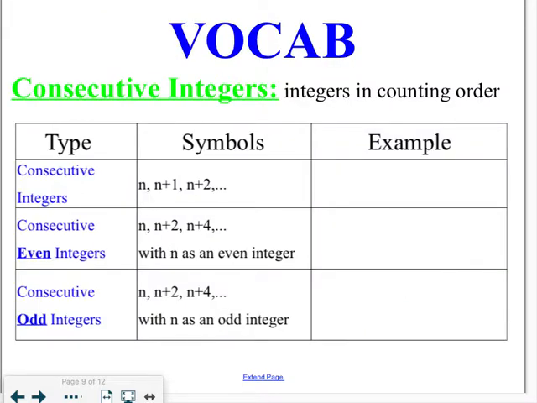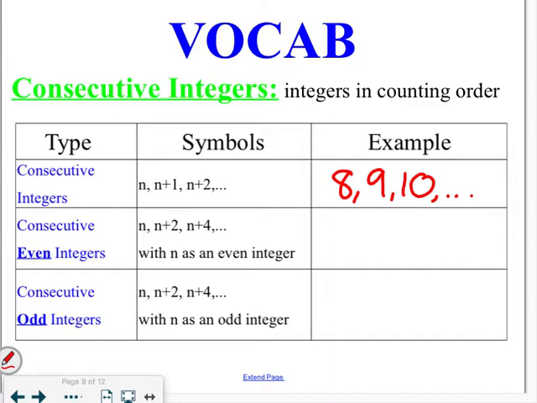The other piece of this lesson today is talking about something called consecutive integers. These are integers or numbers that are put in counting order. So we have a few different types. Regular consecutive integers can be represented as n plus 1, n plus 2, n plus 3. It keeps going on and on. So if I said that n was 8, n plus 1 is 9, n plus 2 is 10. So 8, 9, and 10 are consecutive integers. They are numbers in order on the number line.